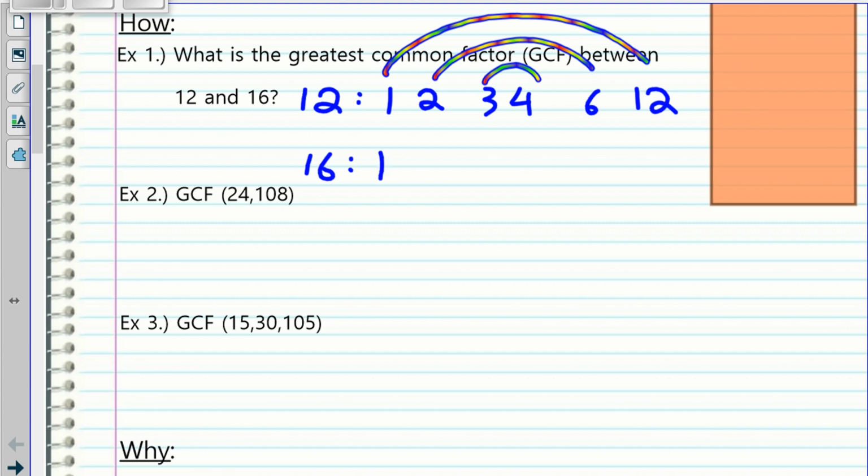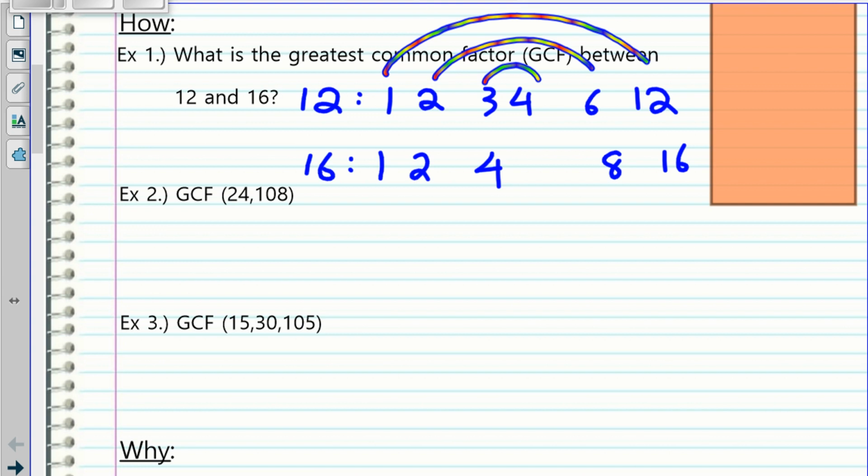So 1 times 16 is 16. You see, this is why we had to do divisibility rules first. We absolutely have to, because you see where this keeps coming back over and over. So 2 times 8. 3 doesn't go into 16, so we can skip that. 4, yep, 4 times 4 is 16, and then 5, 6, nope, 7, no, 8, yes, 9, no.